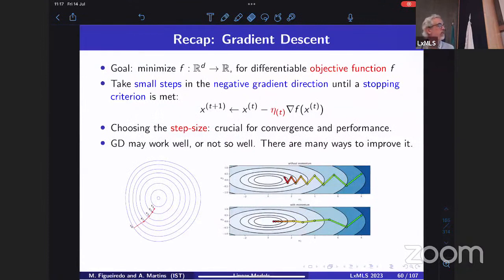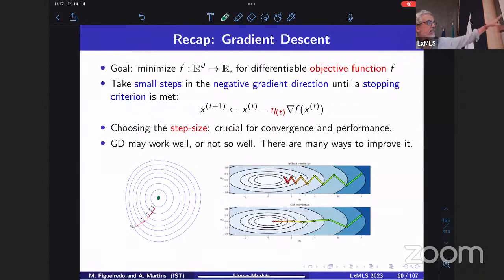Essentially, it looks like this. On the left side, I have an example where these are level curves. Imagine a map seen from above, level curves of a function. The minimum is down there. These are different level curves of the function.